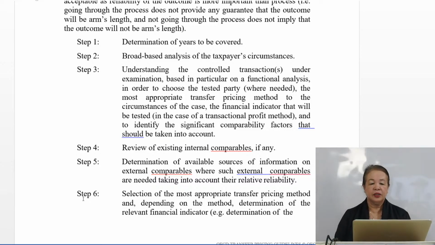So step 3, understanding the control transactions under examination based in particular on a functional analysis in order to choose the tested party where needed, the most appropriate transfer pricing method to the circumstances of the case, the financial indicator that will be tested in the case of transactional profit method, and to identify the significant comparability factors that should be taken into account.